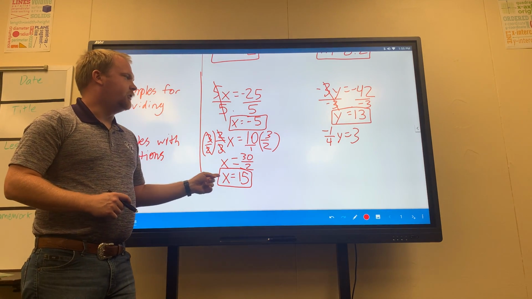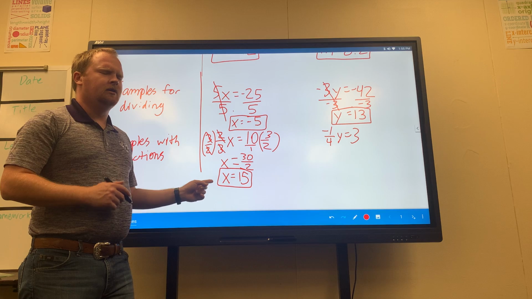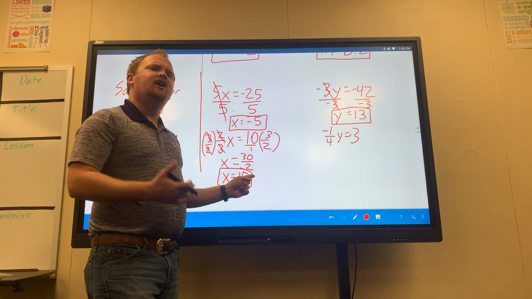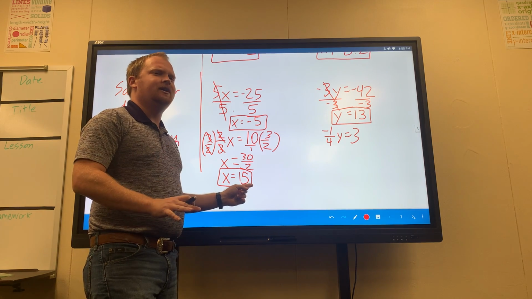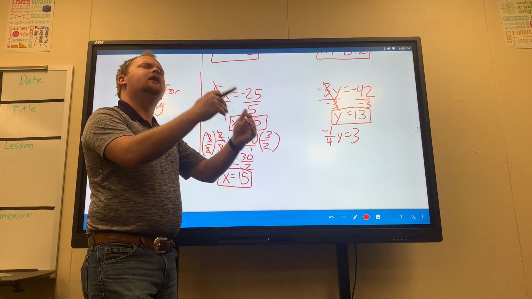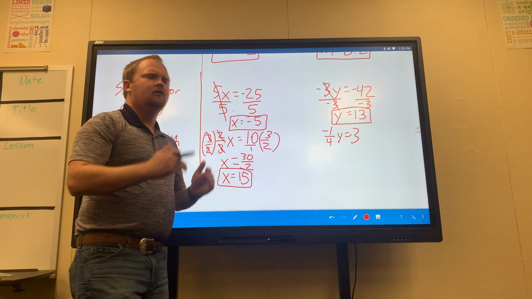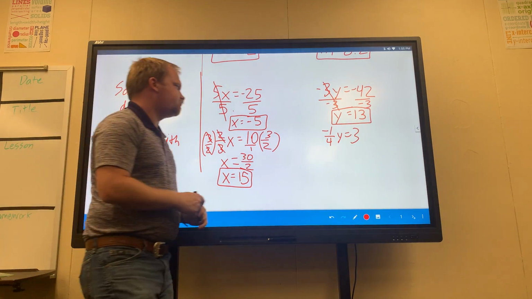Okay? So this happens to work out to where there's going to be a whole number. You may end up getting fractions, but that's okay. Just leave it as a fraction, leave it how it is, unless you can simplify from that fraction.